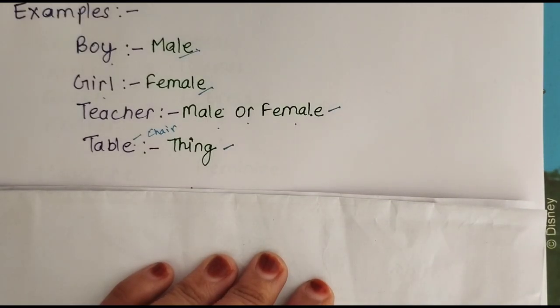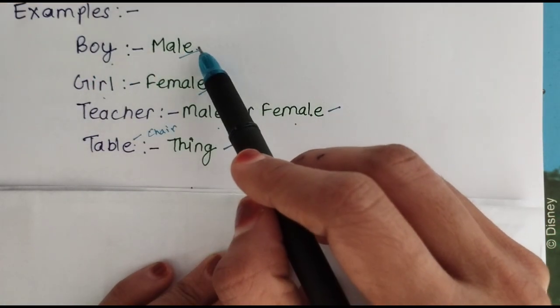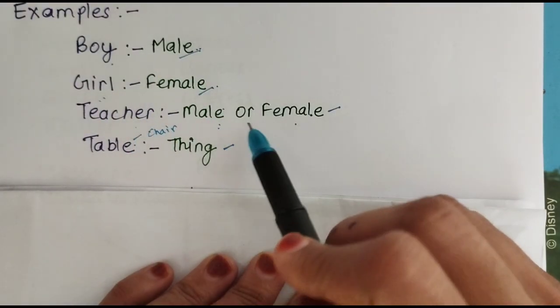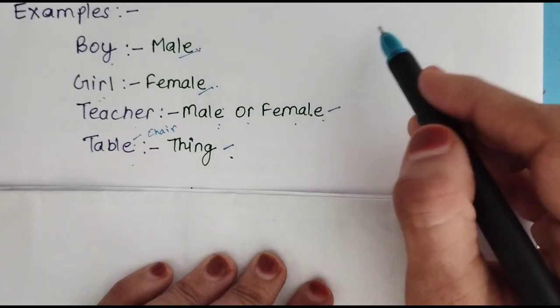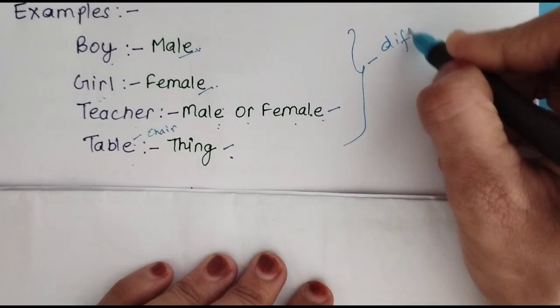So gender helps us understand which type of noun it is. The boy is a male, girl is a female, teacher may be male or female, and table is a thing. So they all are of different types. So we can say that they are of different gender.